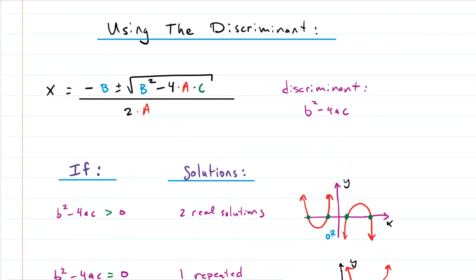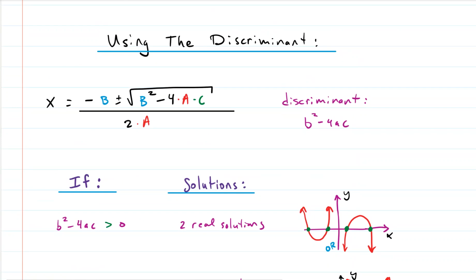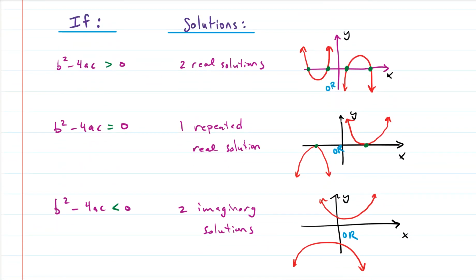How do we use the discriminant? Well, this is how we use it. Remember, here's the discriminant we're talking about. B squared minus 4ac. If, when we compute b squared minus 4ac, when we plug in the b, the a, the c, do the algebra, get an answer, if that number is positive, then we have two real solutions, just like you see here, 1, 2, or here, 1, 2.